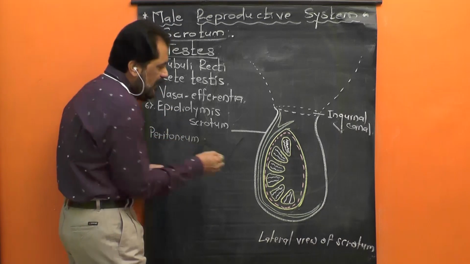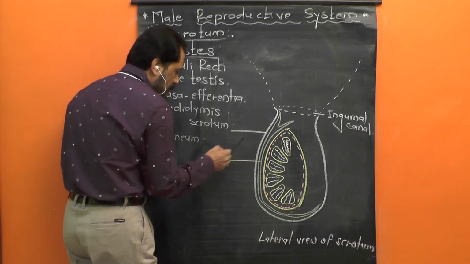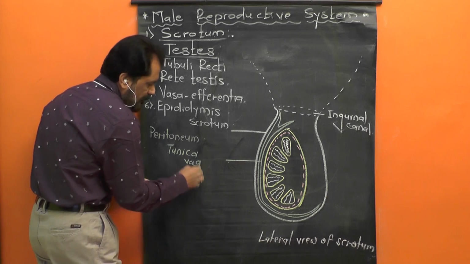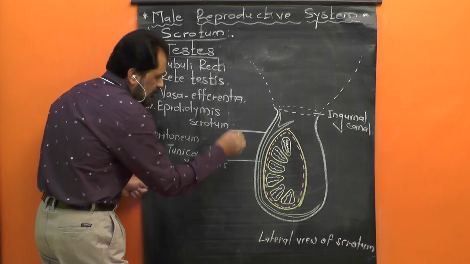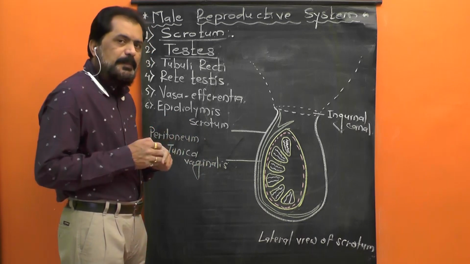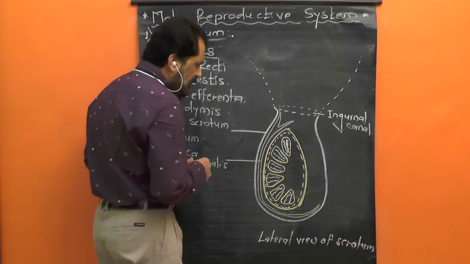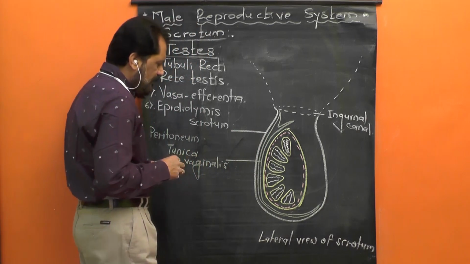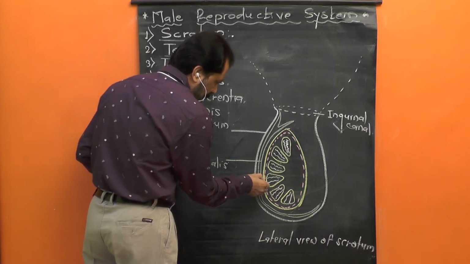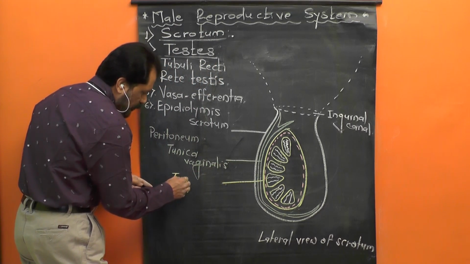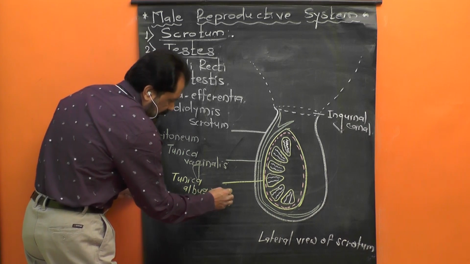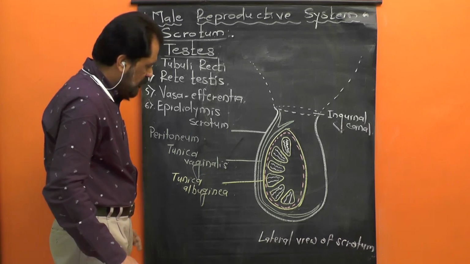Now this visceral peritoneum is nothing but the tunica vaginalis, which is the outermost covering over testes. Actually it is the visceral peritoneum, a peritoneum membrane आहे. Then just inside the tunica vaginalis there is another layer, that is tunica albuginea. With the help of yellow chalk, let me show. It is tunica albuginea. Of course, all these are made up of connective tissue, thin layer of connective tissue.